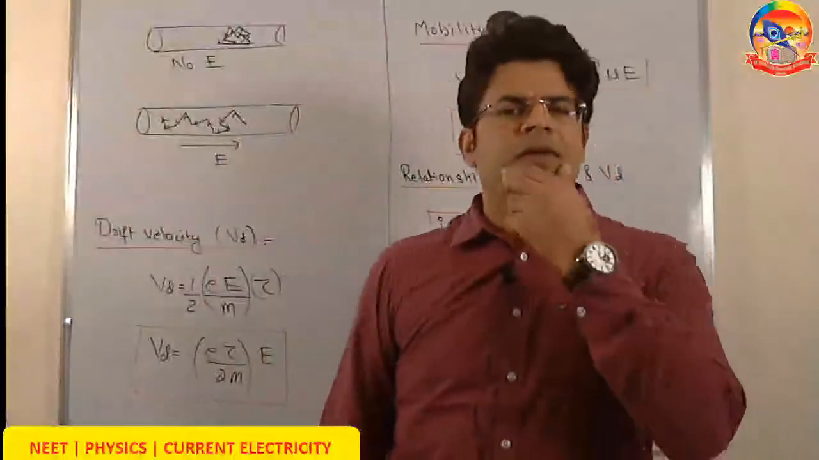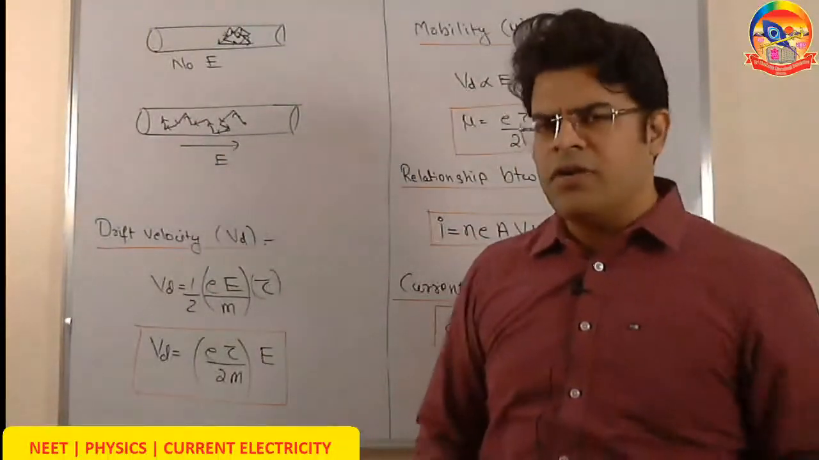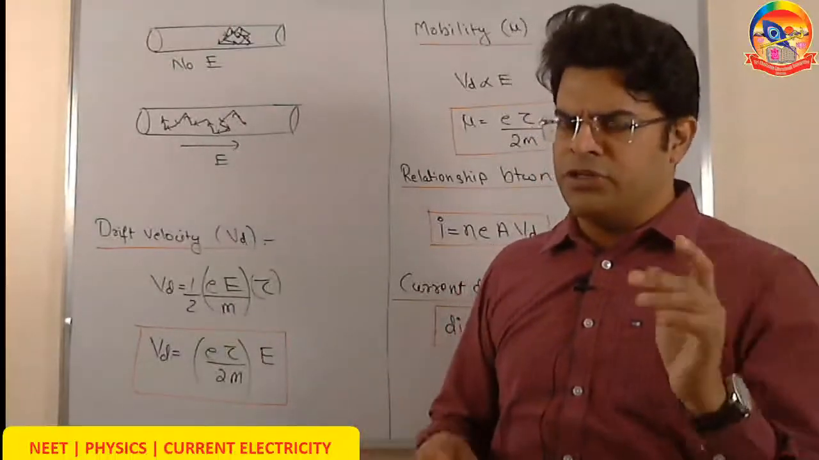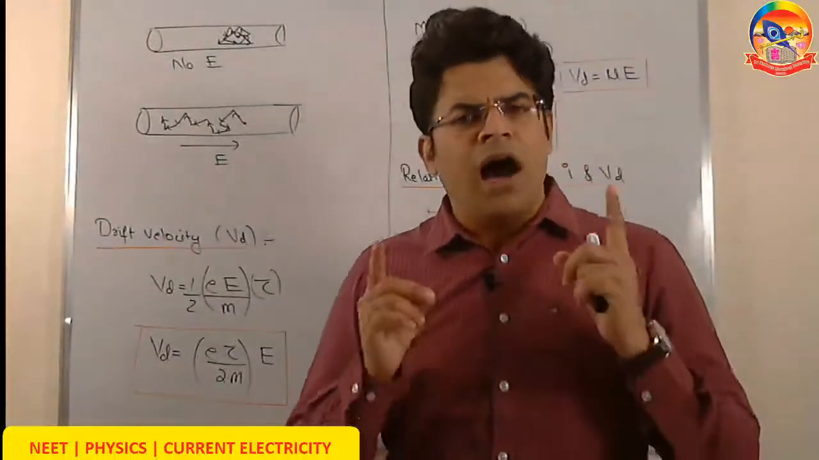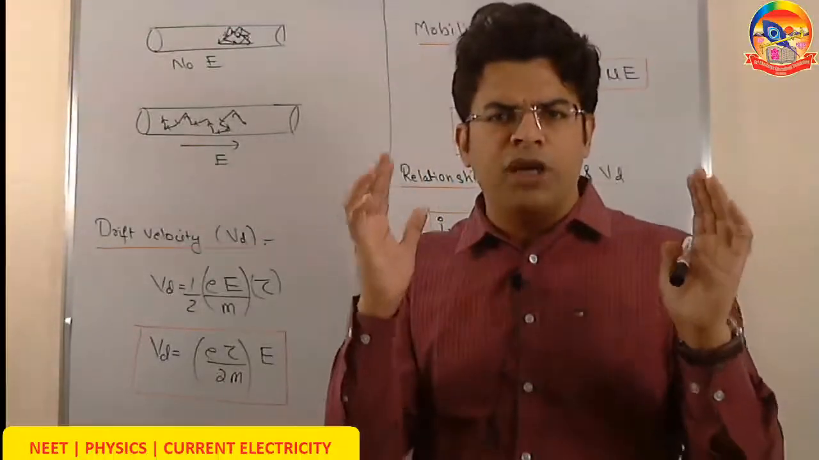So, there are different types of materials. Some are conductors, some are semiconductors, some are insulators. Right now, let's talk about an electron present in a conductor. Conductors are the substances which have free electrons. The free electrons are free to move within the boundary of the conductor.